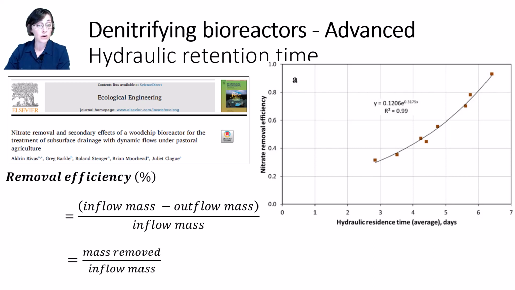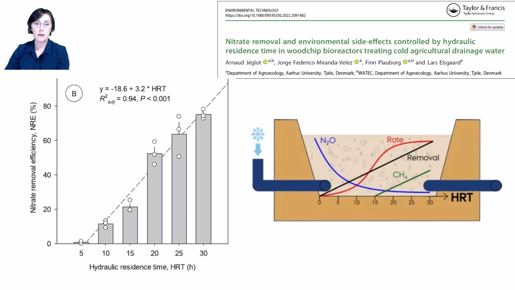This trend only goes up to 100% because you cannot remove more than 100% of a thing, and at that point, your bioreactor is nitrate limited. Here's another HRT study that was done with smaller scale reactors, and you see that even though the HRTs were much shorter than that last example, there is a relatively linear trend with percent removal efficiency.